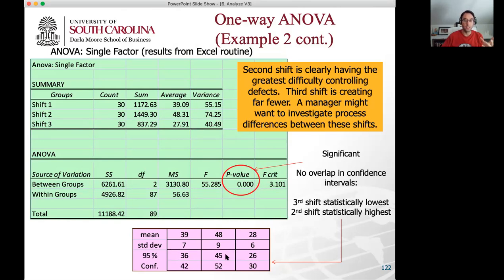So we can see here that shift 1 and shift 2 don't overlap. Shift 1 and shift 3 don't overlap. Shift 2 and shift 3 don't overlap. So they're all different from each other. Okay, so practical, graphical, and analytical all say yes, it is significant, right? The third shift is the lowest, the second shift is the highest, and the first shift is somewhere in the middle. Okay, that makes sense?